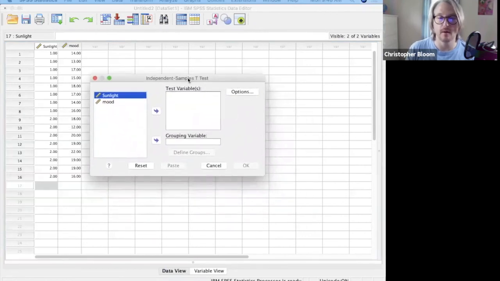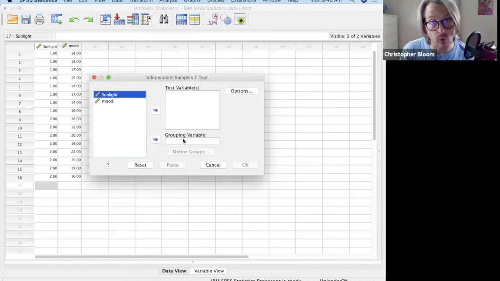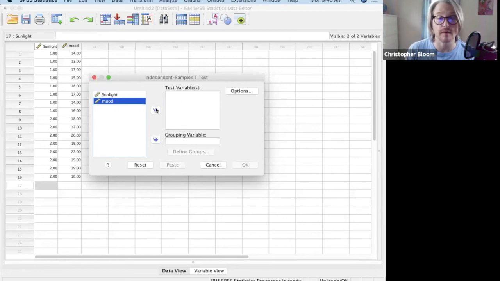this window here. It opened up on my other monitor. My apologies. You can see we have test variable and grouping variable. Write this down. This is really important. The test variable is our DV. Okay, so for us, that's mood, and we're just going to shoot that over there. Our grouping variable, therefore, is our IV, so we're going to shoot that over there.